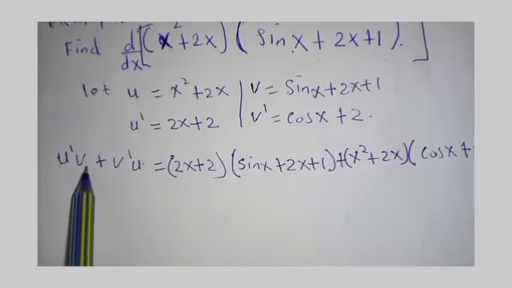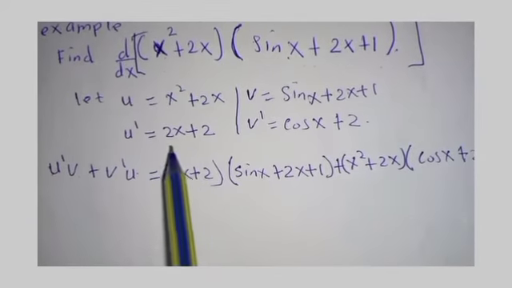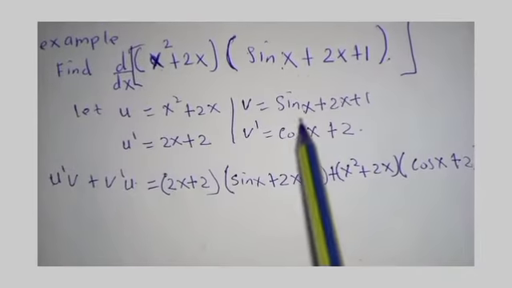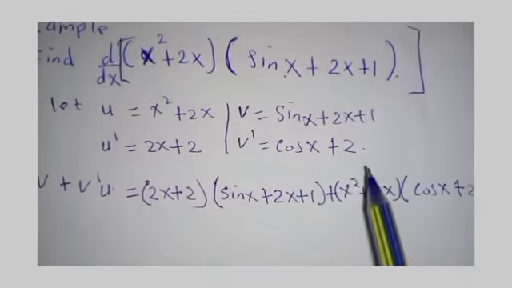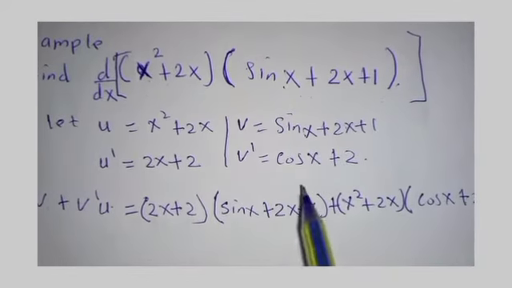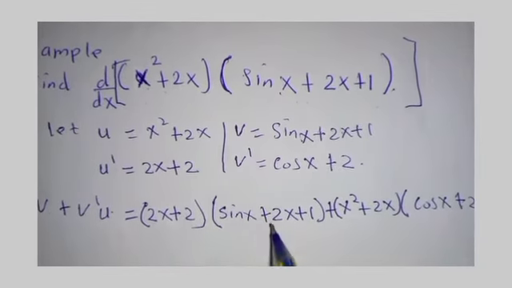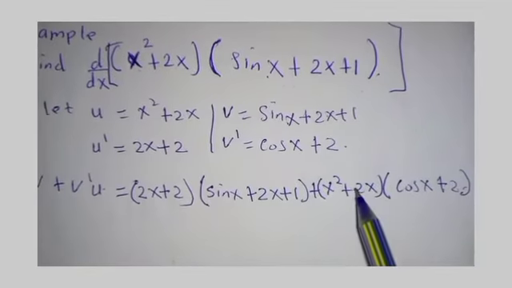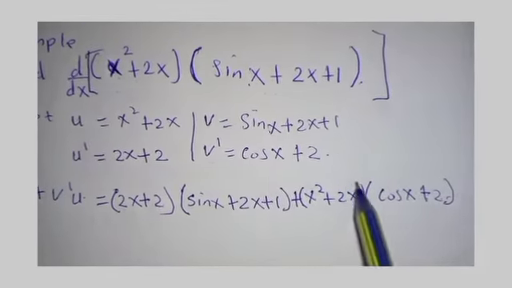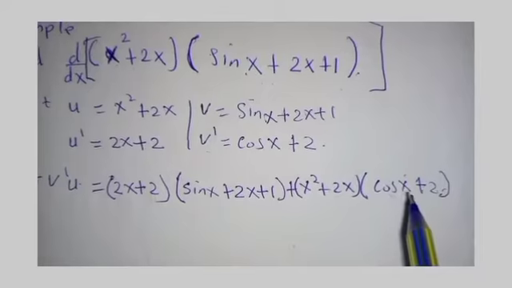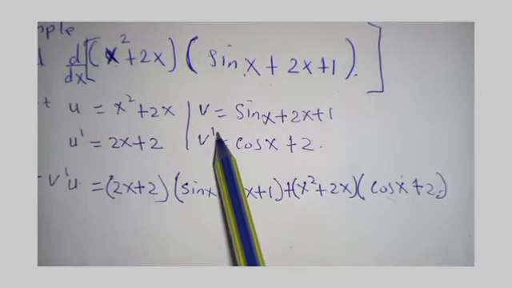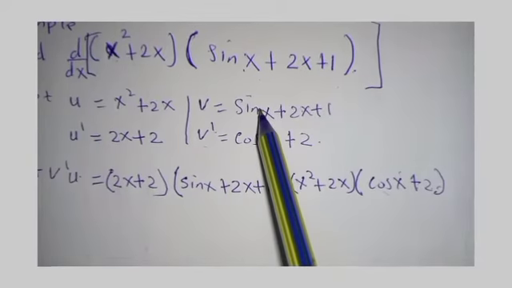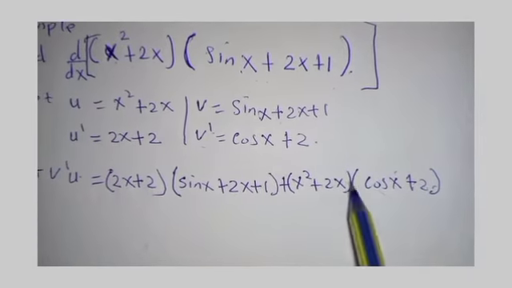differentiated multiplied by the second. So our first function differentiated is 2x plus 2. Our second function is sine x plus 2x plus 1. Then plus our first function, x squared plus 2x, multiplied by our second function differentiated, v prime.